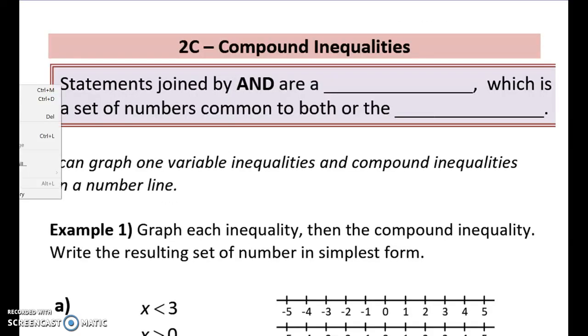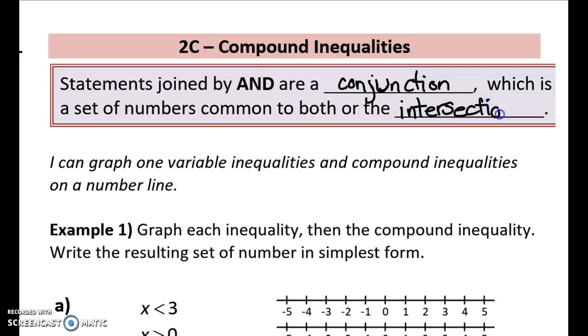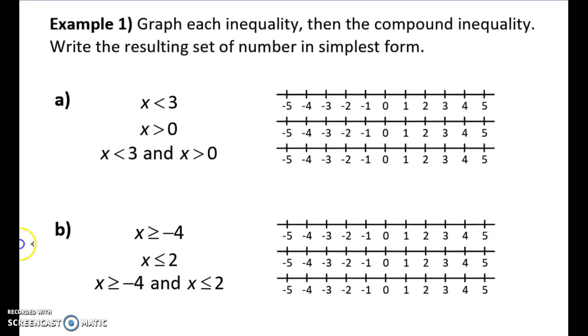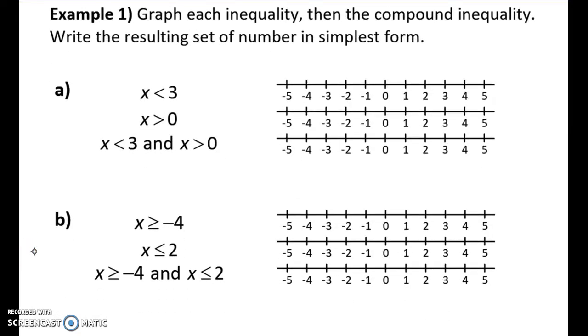We also have compound inequalities. These are statements that are joined by the word and, and are considered a conjunction. And the conjunction is a set of numbers that is in common with both, or it's also called the intersection. So what does that really mean? When I'm graphing these inequalities and I see the word and, that means I want to take the set of numbers that's true for both of my sets. So let's look at that.